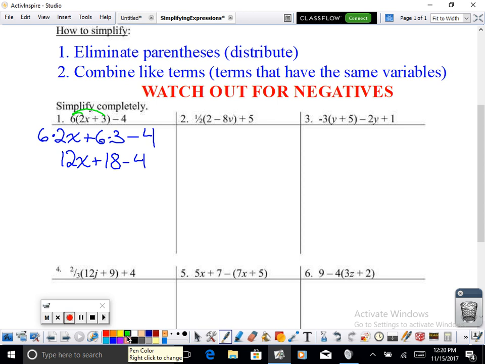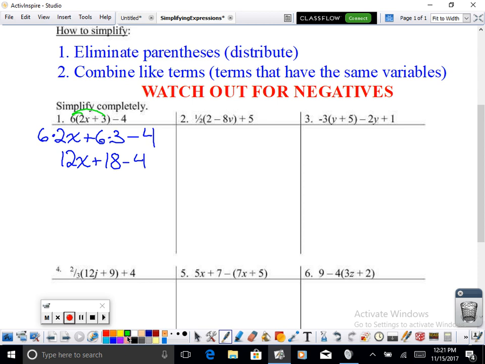Okay, the like terms are terms that have the same variable. Someone out there is saying, well, there's only one term with the variable, that's 12x. But what variable is attached to that 18? What was that? No variable. What variable is attached to 4? No variable. So 18 and minus 4, they have the same no variable. Okay? Constant terms are like terms. We can put all constant terms together. They have no variable, which means they have the same variable.